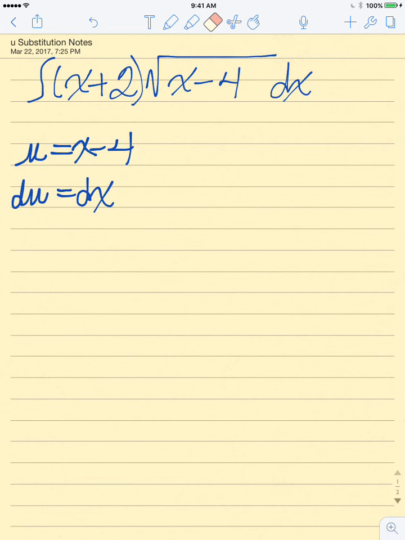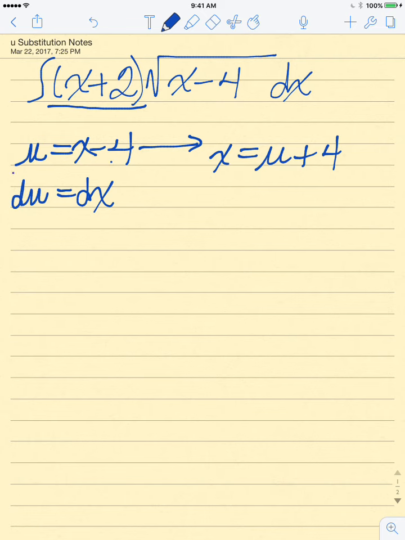So we're going to go back to the original. Anything under a square root or being raised to a power, that's usually what u is. So here, yes, my u is x minus 4, my du is dx, and I need to represent this x plus 2, but I can only use u because it's u substitution, so I can integrate this. Based on what I have here, if I add 4 to both sides, I have x equals u plus 4.